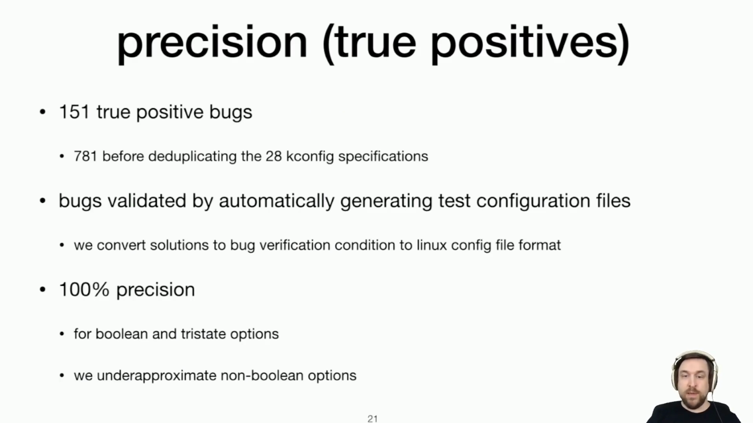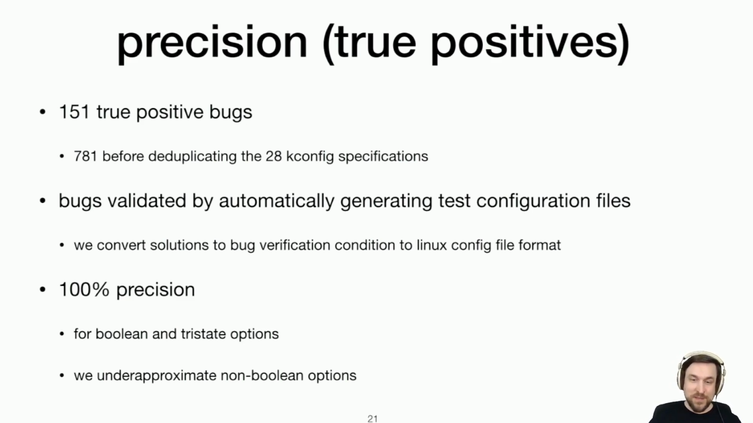So first we evaluated the precision: how many true positives we got from this, and how well that compared to any false positives. And so we found 151 true positive unmet dependency alarms that we confirmed by generating test configuration files automatically. And it turned out that we got this with 100% precision, which means our model was really, really accurate for the Kconfig language.